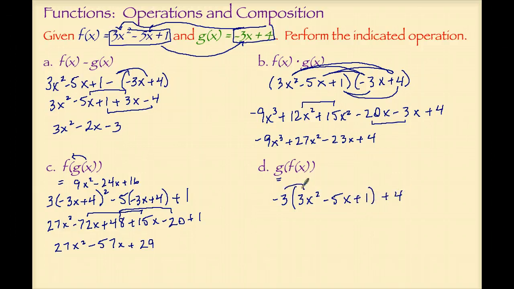This one's a little bit easier to simplify. Distributing the negative 3 gives me negative 9x squared, then plus 15x minus 3 plus 4. Only these like terms, negative 9x squared plus 15x plus 1, and that is your simplified answer.